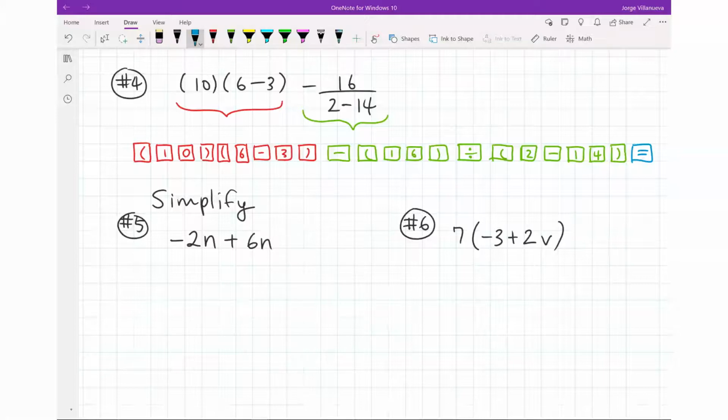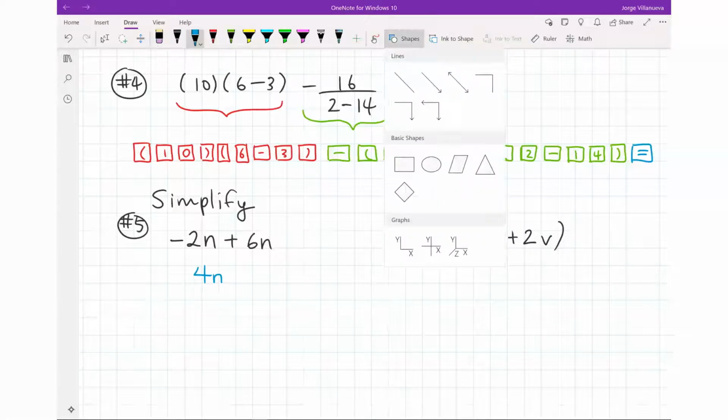Okay, so, all right, let's see. Simplifying here, like terms, right? These things right here. This is a like term to this one right here. Okay? So I can just combine them. Negative 2n plus 6n. That's going to give me 4n. And there's my answer.